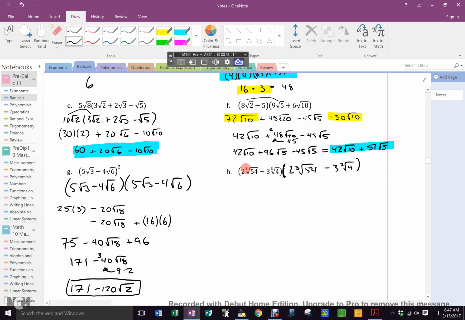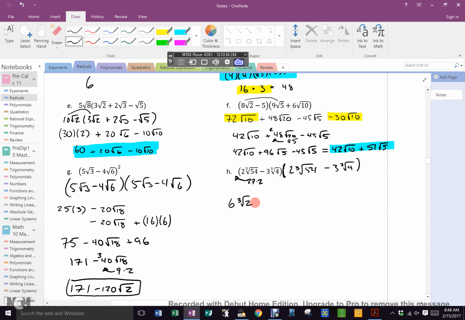Remember, though, we're not looking for squares anymore. We're looking for cubes. 27 times 2, yes? What's the cube root of 27? 3. So what comes out? 3. So what I've really got is 6 cube root 2, don't I?